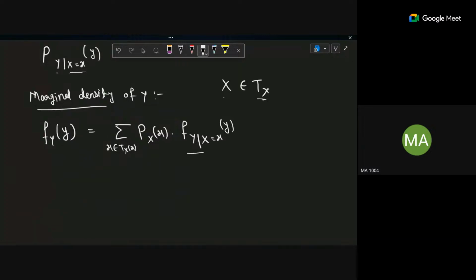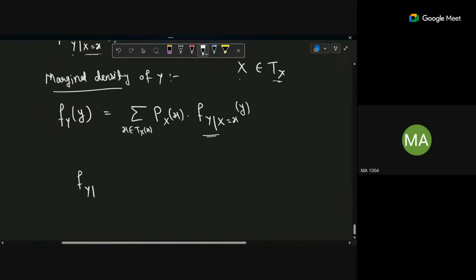Why are we using conditional here? If we write this explicitly, you will find something. How do you write conditional? What is the formula for conditional? If I want to calculate the conditional probability of y given x is taking value x, how will you calculate it? Just apply the formula for conditional probability.